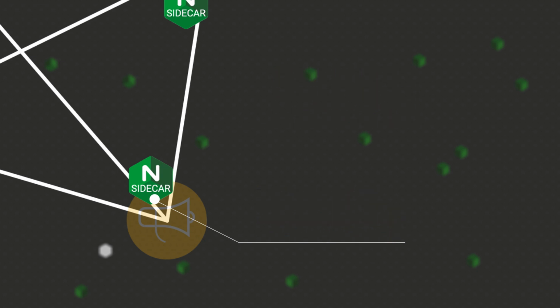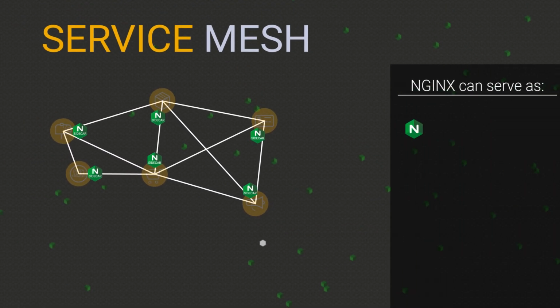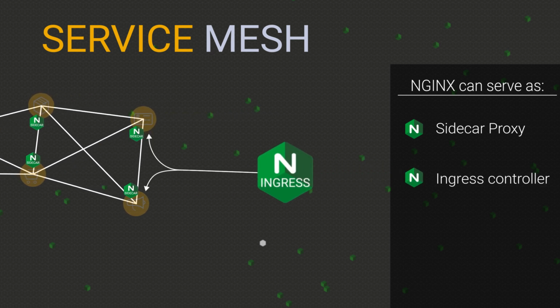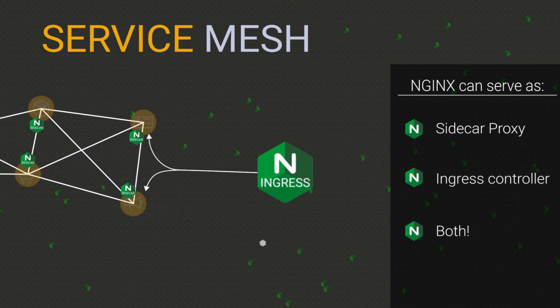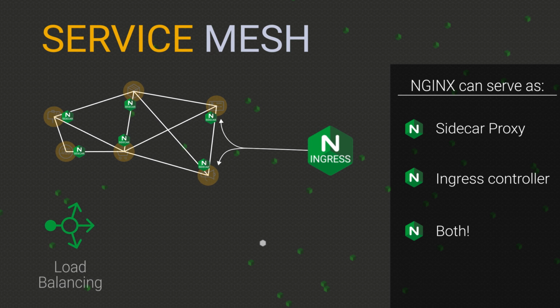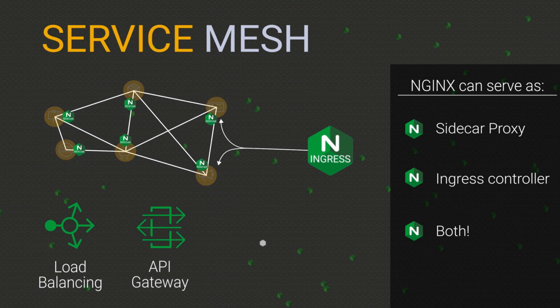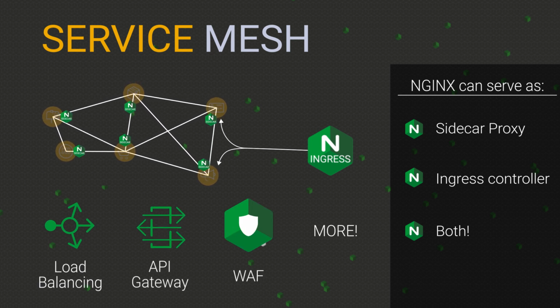In a service mesh, NGINX can serve as a sidecar proxy, ingress controller, or both, while providing complementary features like load balancing, API gateway, WAF, and more.